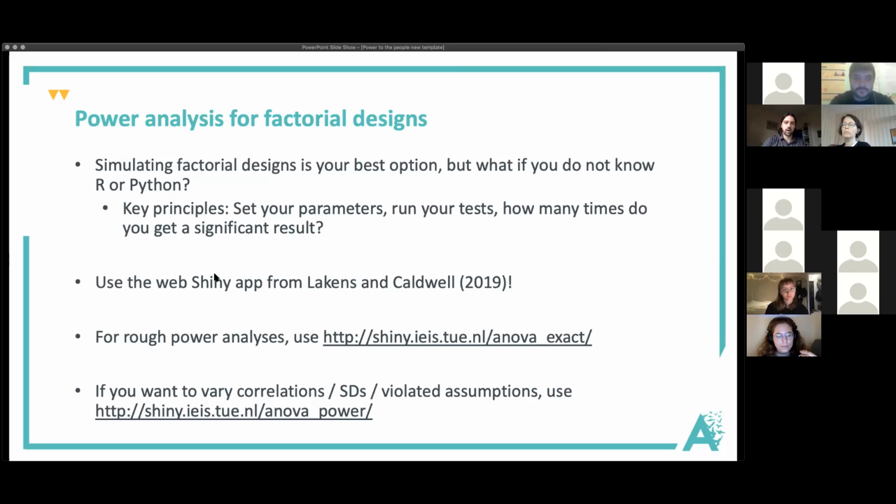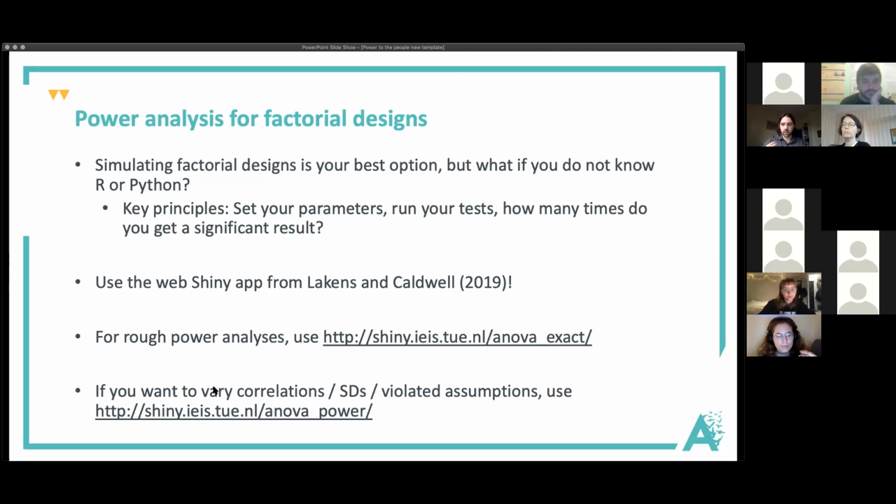focus on this app, which Lakens and Caldwell made as a Shiny app. They used R, but made it more menu-based, like G*Power or Jamovi. And you can do rough power analyses in the first one, which is what we're going to do today.